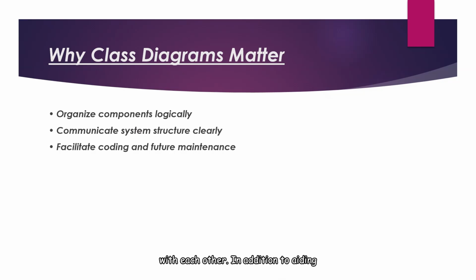In addition to aiding communication, class diagrams improve system maintainability. As the system grows, a well-designed class diagram helps prevent confusion by keeping track of which components depend on each other and how changes in one class might affect others. It also makes it easier to scale the system and make adjustments as requirements evolve.